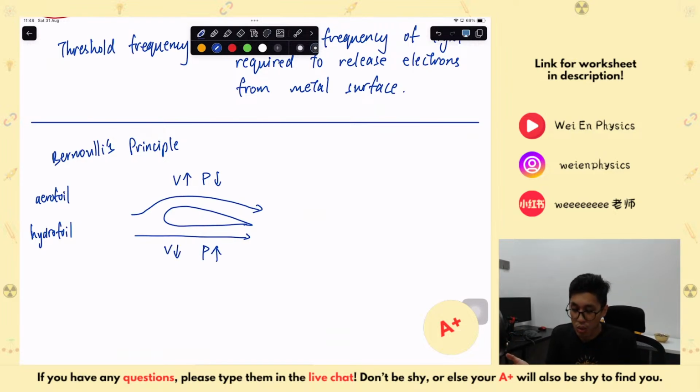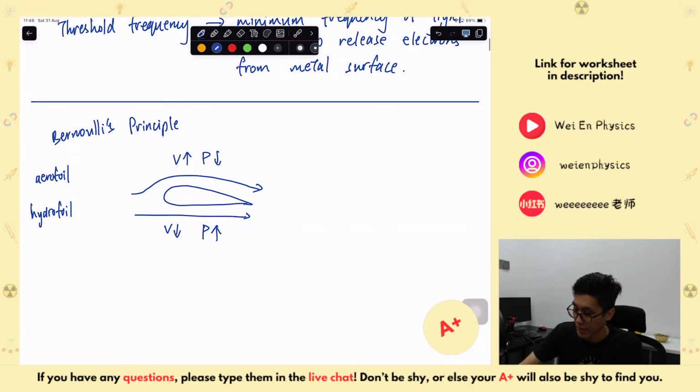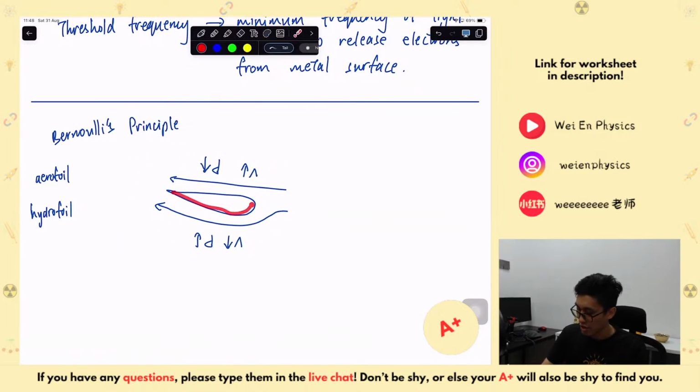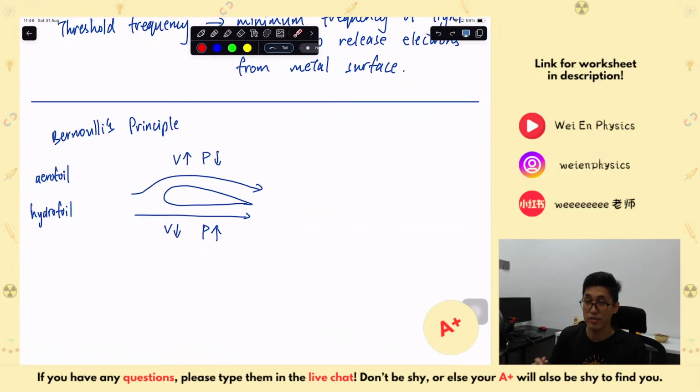How to tell which one has higher velocity? It's because this one has further to go. This is a curve. A curve is always further than a straight line. So whoever needs to travel further must have higher velocity. You always remember like that. So even if they flip it upside down, you can tell this is a curve, so this one must be higher velocity.